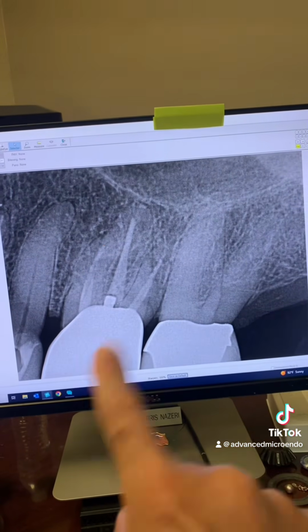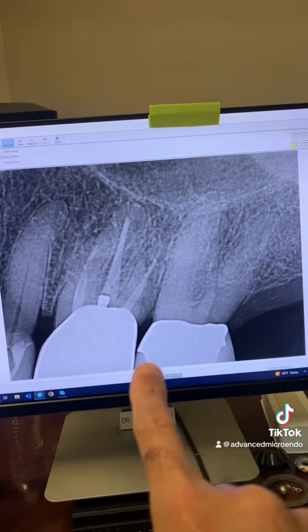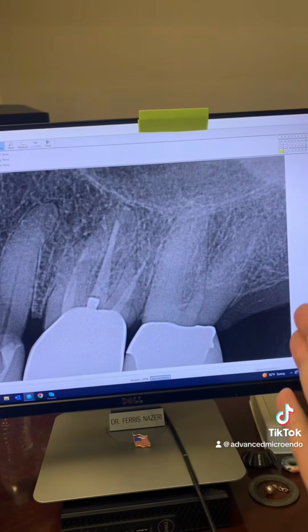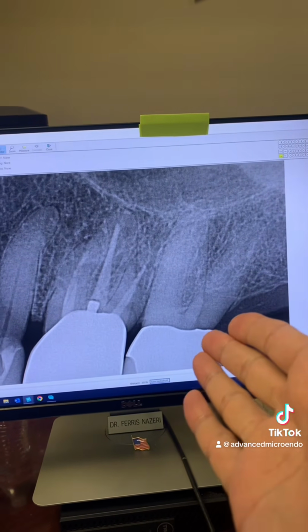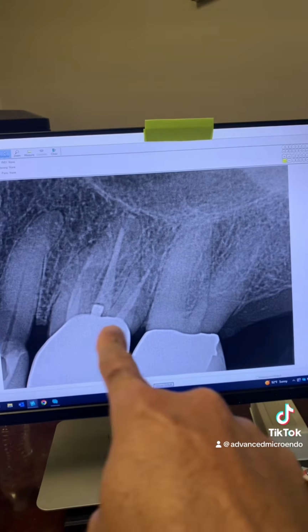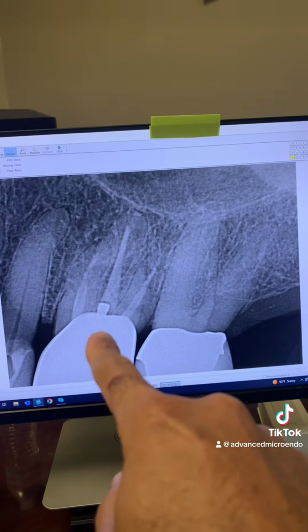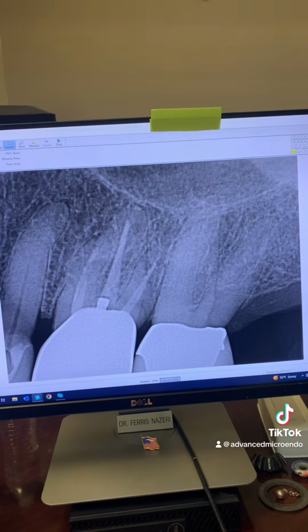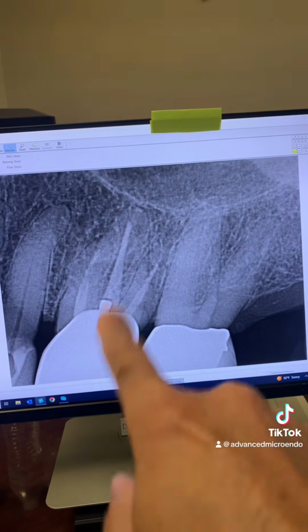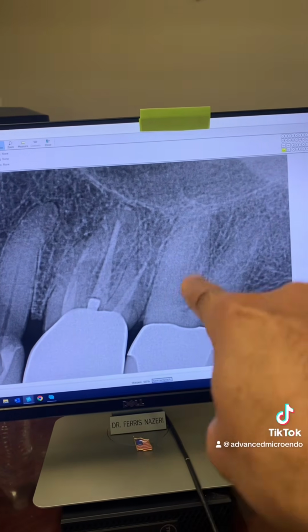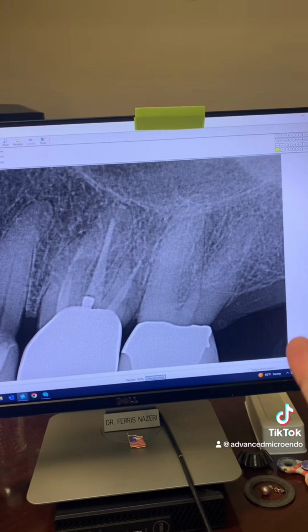So the misdiagnosis: if I had done the root canal on tooth number 15, I'd have misdiagnosed and done a root canal on the wrong tooth that didn't need it. Number 14, I just referred the patient back to his dentist so his dentist can refer him to a periodontist. That's a deep pocket. He may lose this tooth, but number 15 didn't need a root canal. So, proper diagnosis.